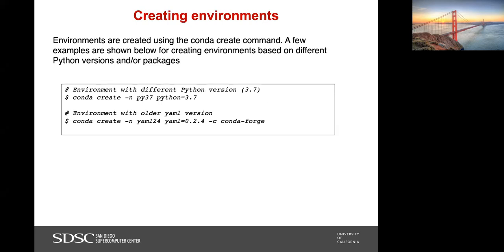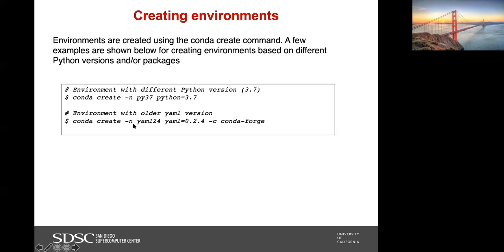Now, how do I create a specific Conda environment? Here, the first example, conda create -n py37 python=3.7. This creates an environment which has Python 3.7. Here, py37 is the name I have given, whereas the Python version should be specific.